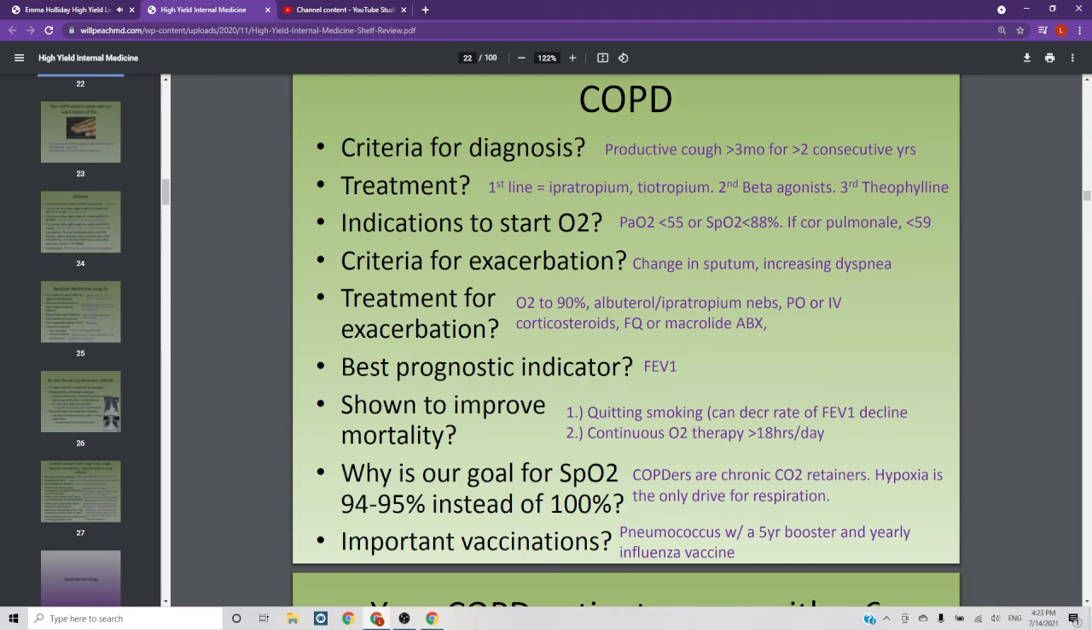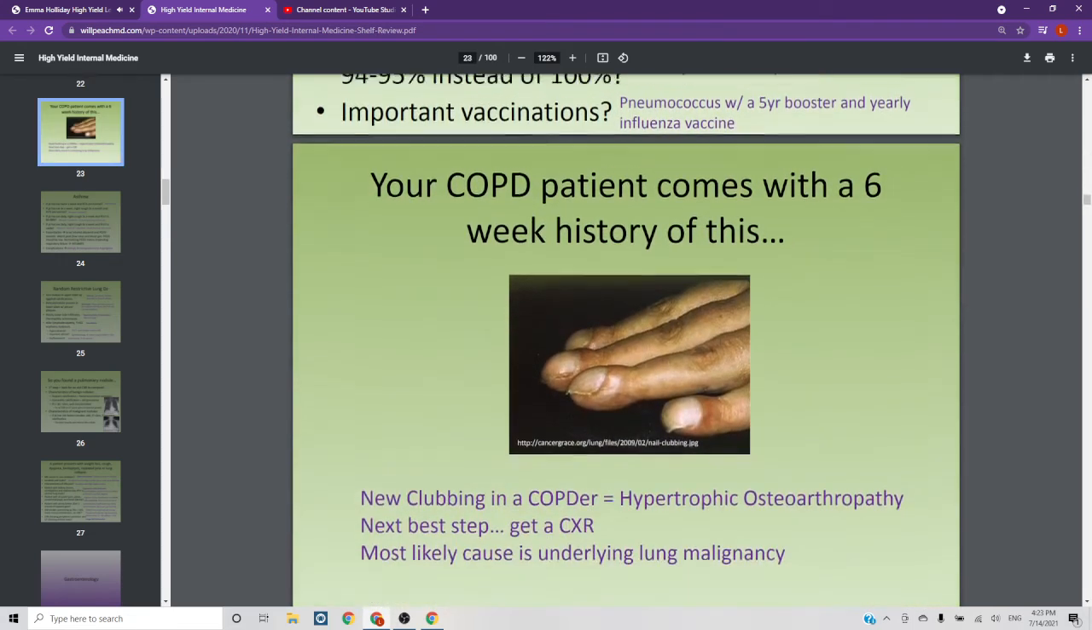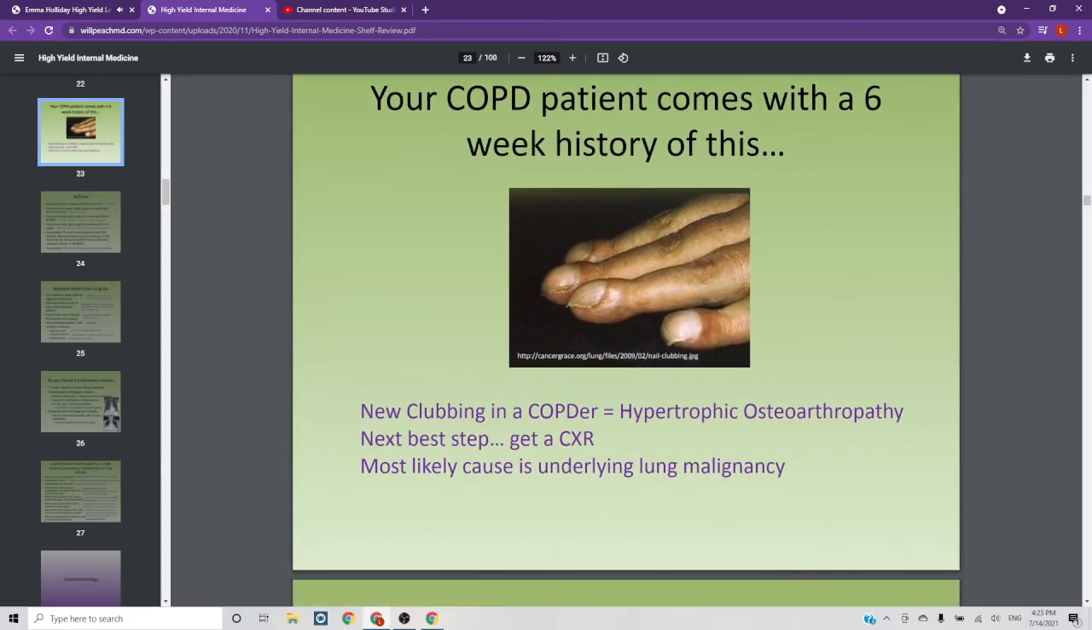And important vaccinations in the outpatient clinic for our COPDers? Pneumovax. Very good. All right, so our COPD patient says, check out my hands. This just happened 6 weeks ago. What is up? You guys are so good. Yeah, that's cancer. You need a chest x-ray.